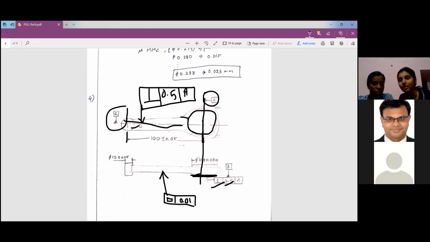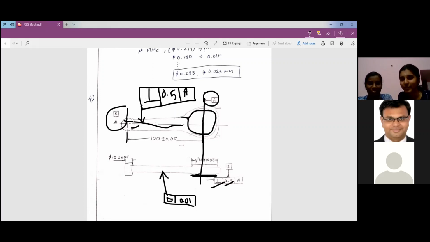Actually, here for parallelism, we'll do it based on the axis of the circle, sir. With respect to A, the axis of the smaller circle should be parallel. So when you take diameter A and diameter C, the datum comes opposite. So for the small diameter, the parallelism will be with respect to A. And for the bigger one, the datum will be with respect to C, right?